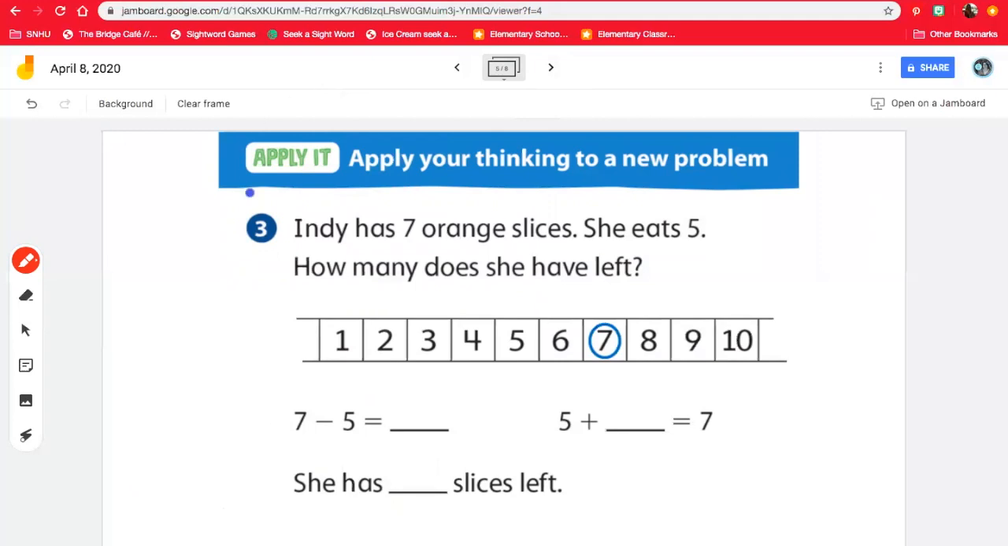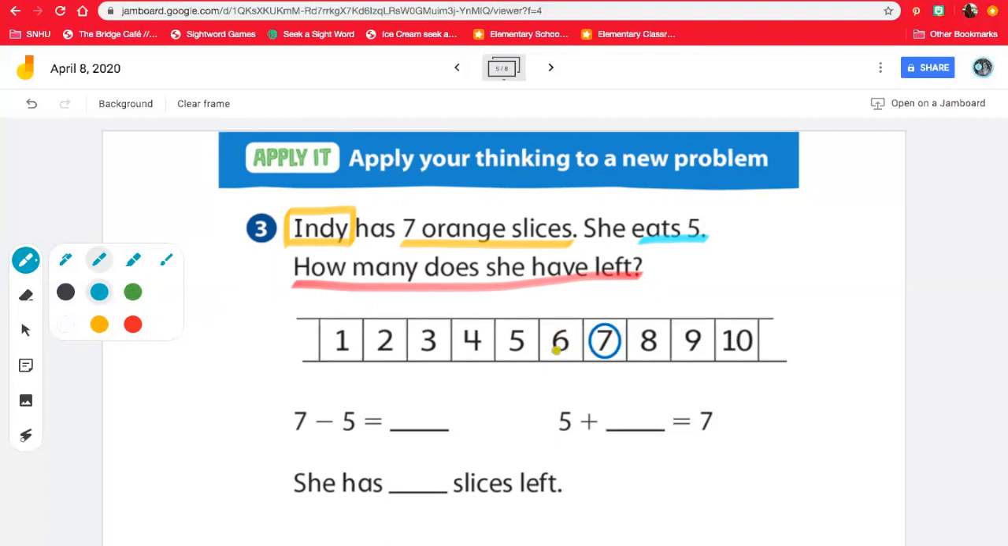Here's another problem. Indy has 7 orange slices. She eats 5. How many does she have left? So we know this problem is about Indy and how she has 7 orange slices. We also know that she eats 5. And the question is asking, how many does she have left? So if she started with 7, we know she ate 5.